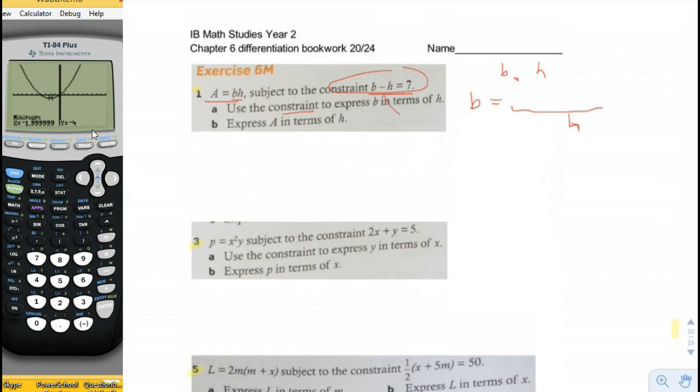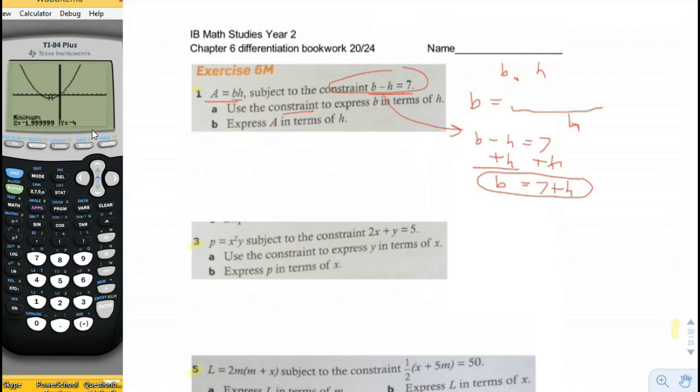So we're going to take the constraint equation. How do we make it so that b is on the left by itself? We're going to add h to both sides. That will get b by itself. So this would be b, and the right side is going to be 7 plus h. Okay, so that's the answer for part A.